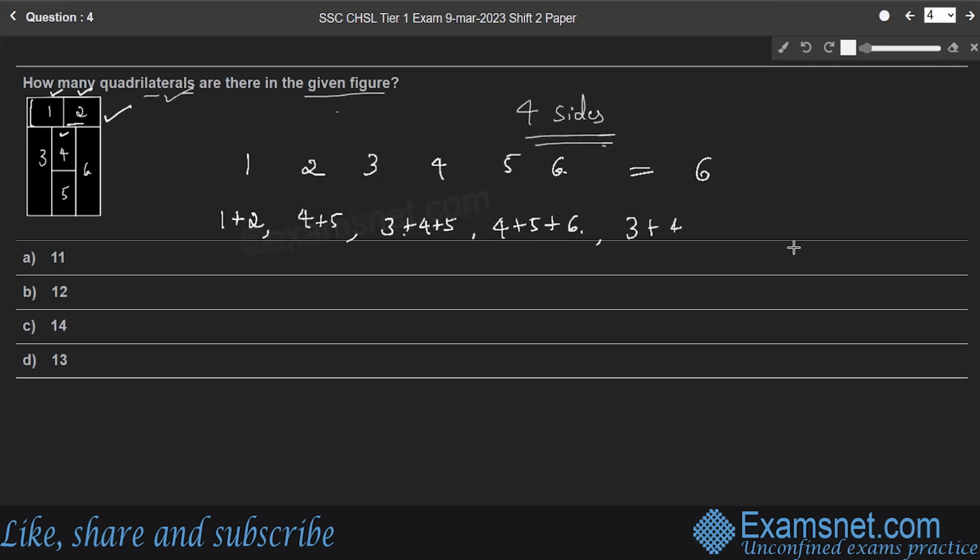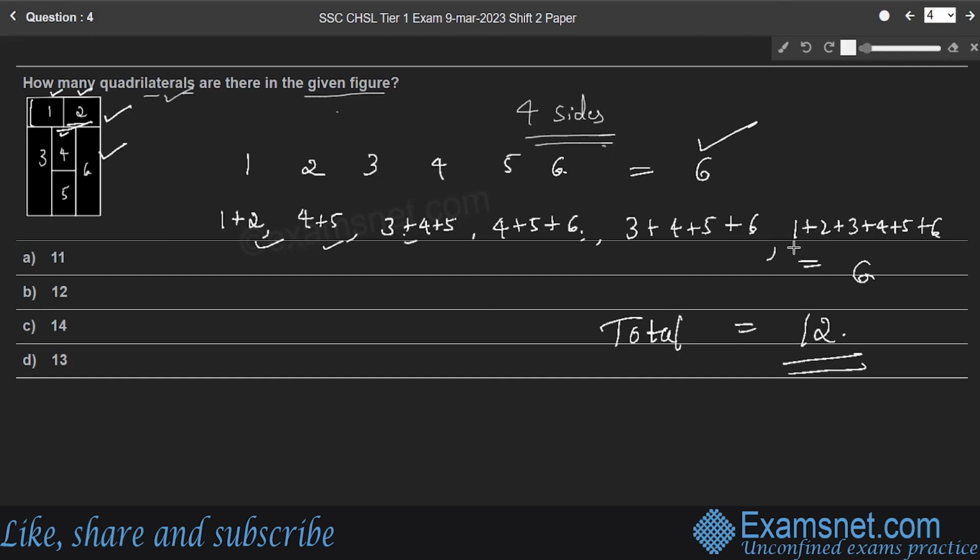3 plus 4 plus 5 plus 6, all 4. And lastly, we'll consider all 6 quadrilaterals: 1 plus 2 plus 3 plus 4 plus 5 plus 6, this big quadrilateral. The individual quadrilaterals are 6. Therefore, totally there are 12 quadrilaterals in the given figure. Therefore, option B is the right answer.